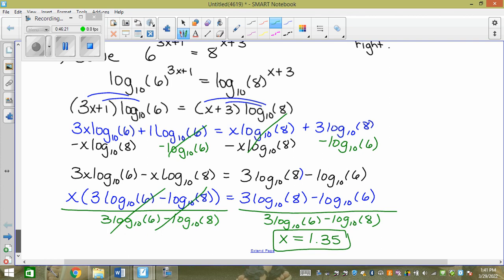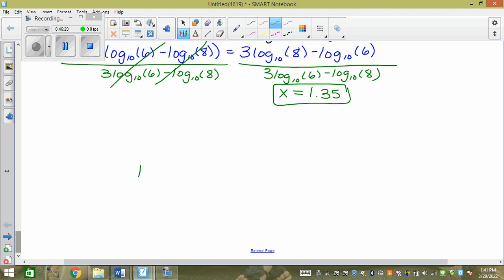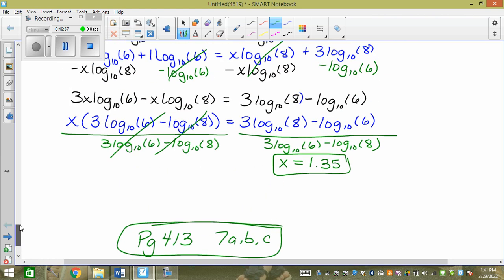So it's page 413, 7A to C. If you worked right now, you do have 5 minutes. If you work speedily, you can be done with 3. Done your homework.